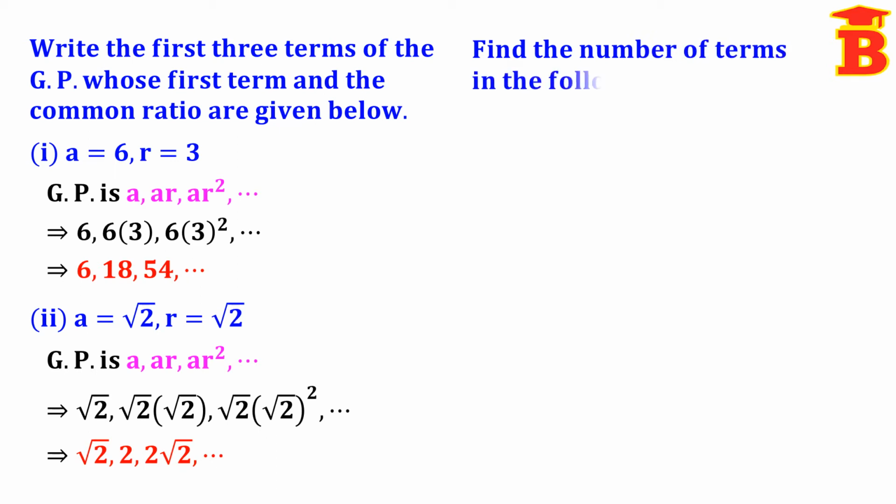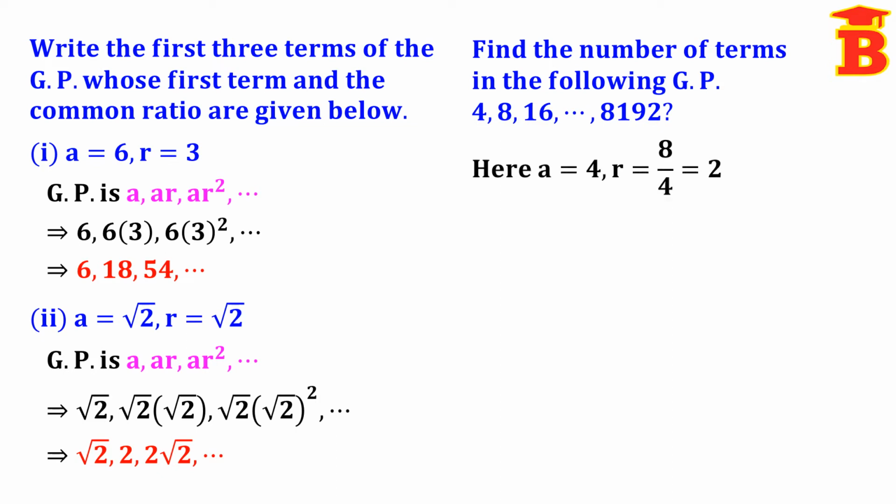Next problem, find the number of terms in the following GP: 4, 8, 16, etc., 8192. Here we have to find the value of n, number of terms. Here the first term a equal to 4 and the ratio r equal to second term divided by first term, that is 8 divided by 4, which is equal to 2.